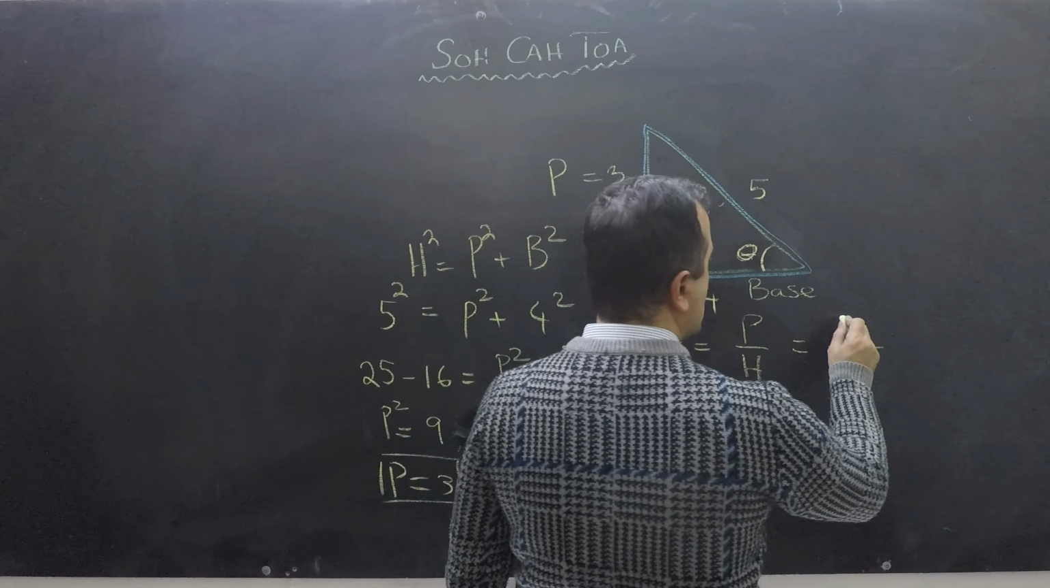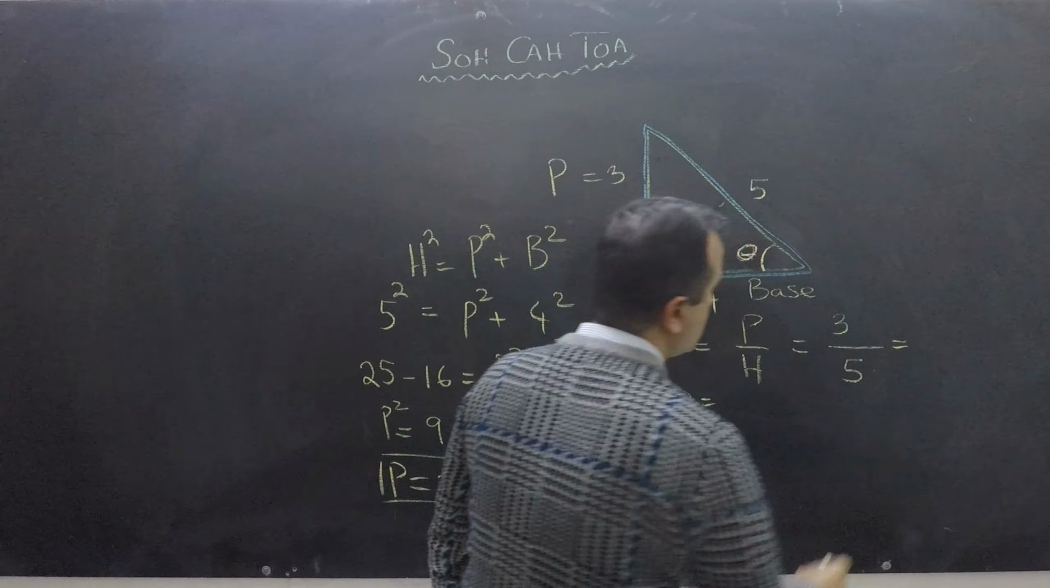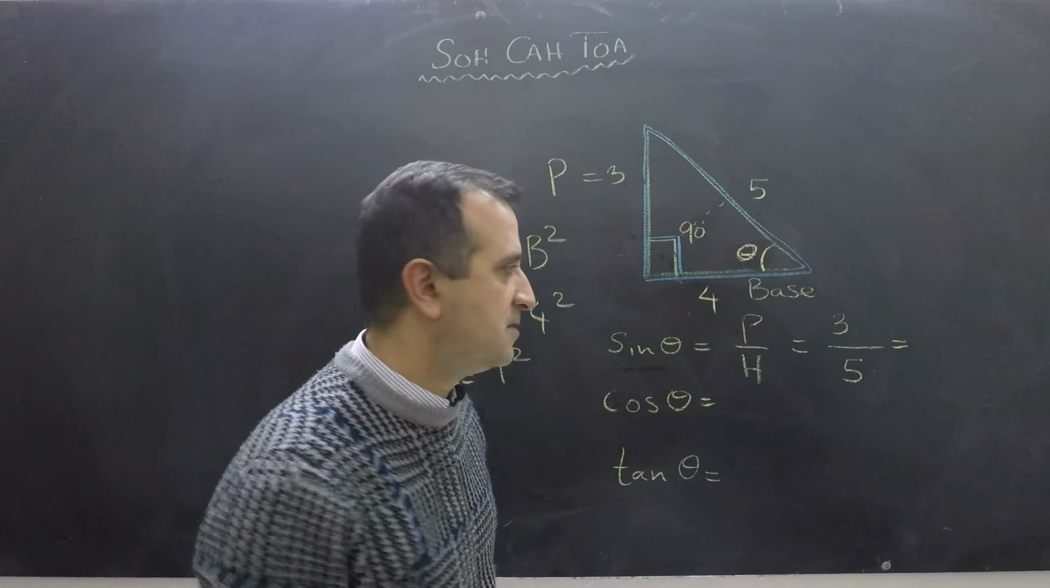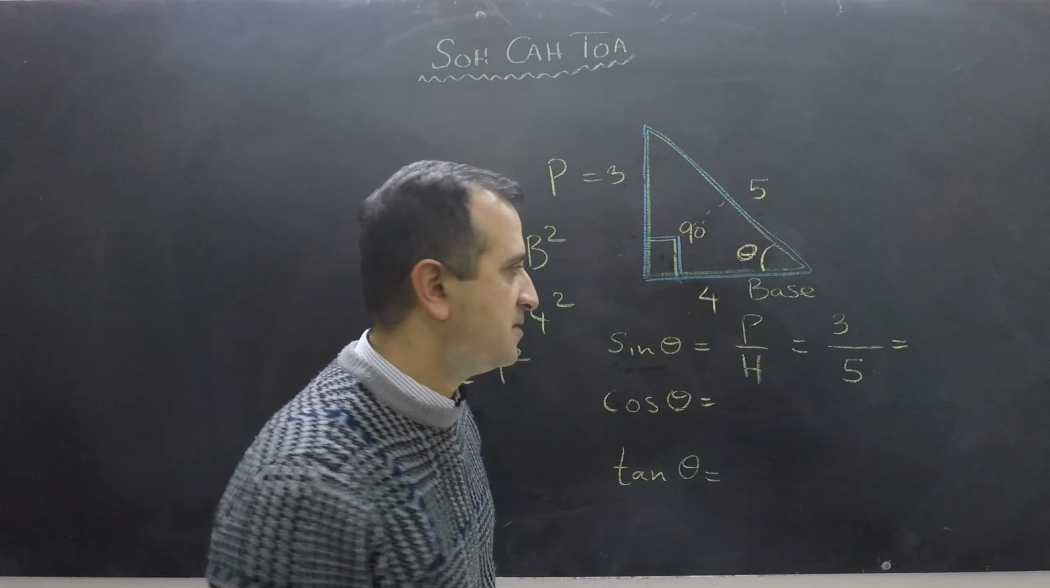Sine theta is 3/5, which is equal to what? 0.6. So we're done with one part of the question. Second part, we have to find cos theta. So cos theta is equal to CAH, so it's going to be b over h, or base over hypotenuse.